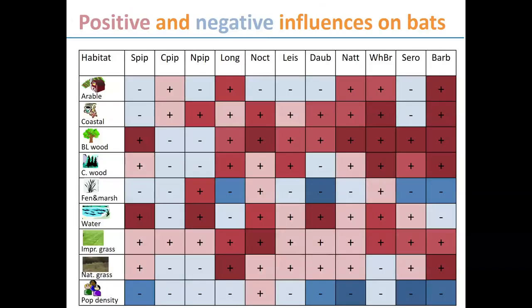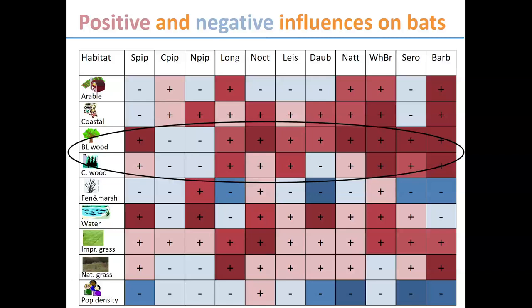So our initial models of how bat occurrence was affected by human population density and habitat are shown here. So the species are listed along the top, and then you've got habitat variables down the side, so arable, coastal, broadleaf woodland, coniferous woodland, fen, marsh and swamp, water, improved grassland, natural grassland and human population density. The red colours here show positive effects and the blue colours are negative effects. And the darker the colour shows that it was a more significant effect. So the really pale colours like these are non-significant effects, and the darker ones are increasingly significant effects. So we're not going to go through this in great detail because this isn't really the point of the analysis, but there's a few things that are worth drawing your attention to.